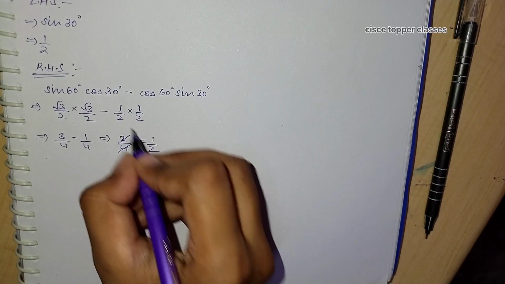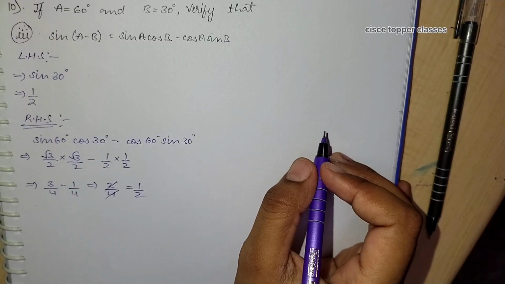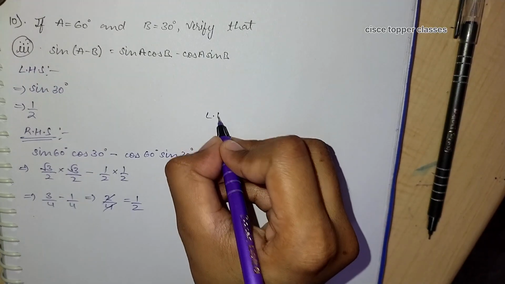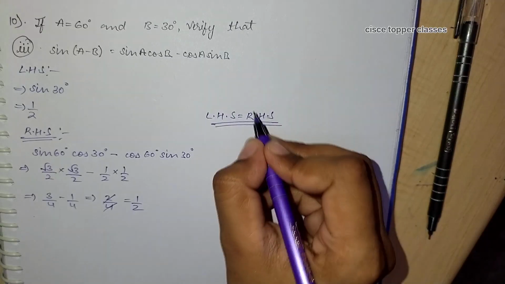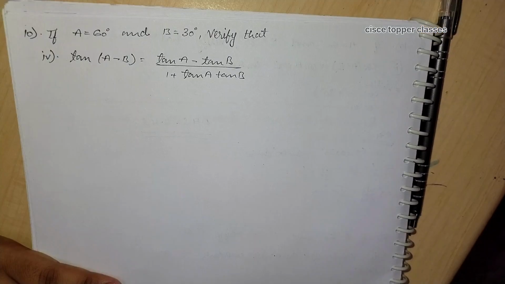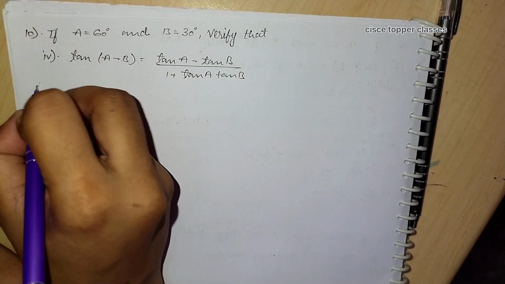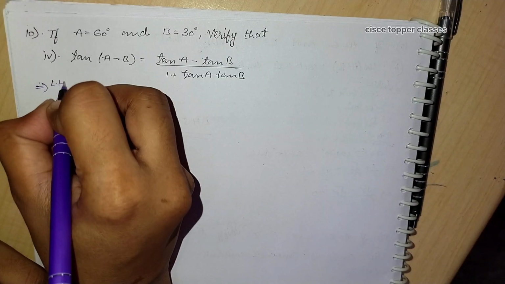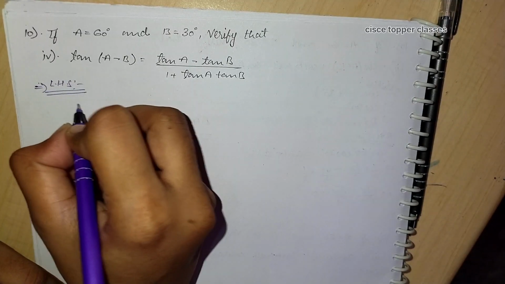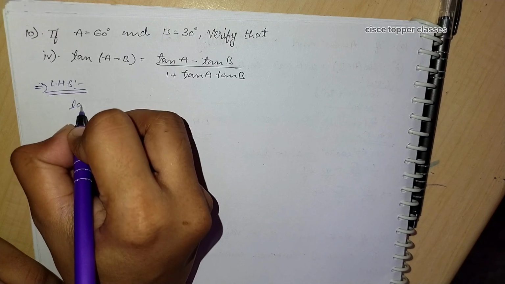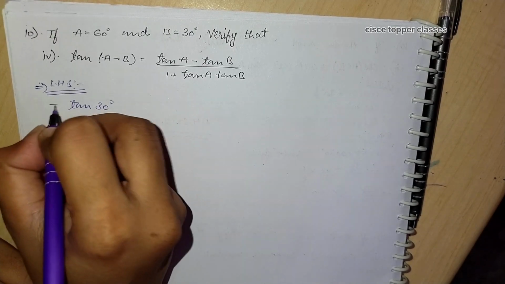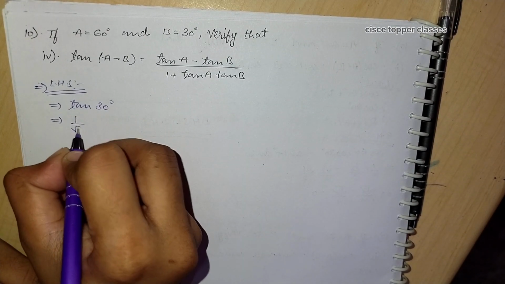So 1 by 2 is the answer of the RHS part, and this is only what we have to prove in this question. So here LHS is equal to RHS. We have proved here, hence verified in the third part also. Solve here question number 10, fourth part. So here if we take the LHS part, this will be tan(A minus B), 60 minus 30. So we can write tan 30 degrees as 1 by under root 3.